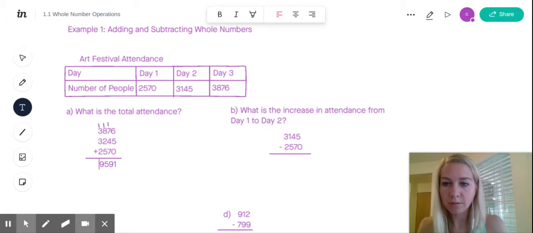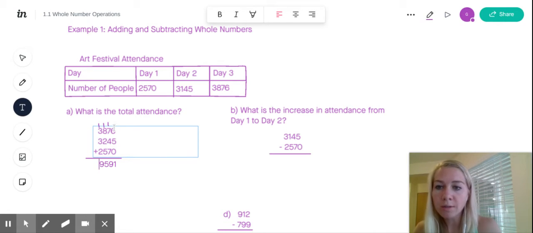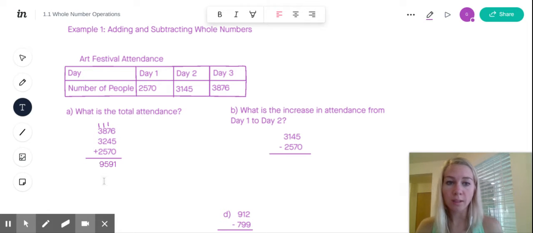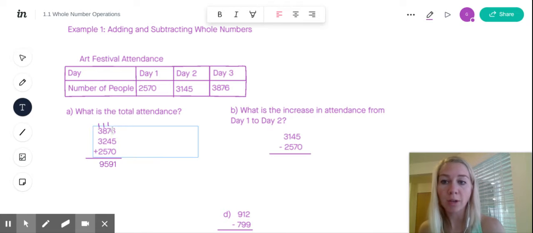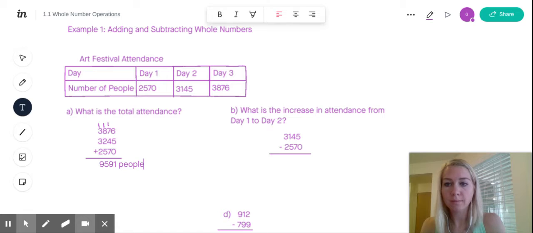Everything got a little smushed together. So notice how I really was mindful and kept all of my ones in the same column. All of my tens, hundreds, and thousands are all neatly lined up. That's to make sure that you don't make any mistakes and you don't accidentally add a 10 with a 100 or a 1 with the tens, and so on. So keeping them all neatly lined up. So the total attendance we found out is 9,591 people. I'm going to label that.